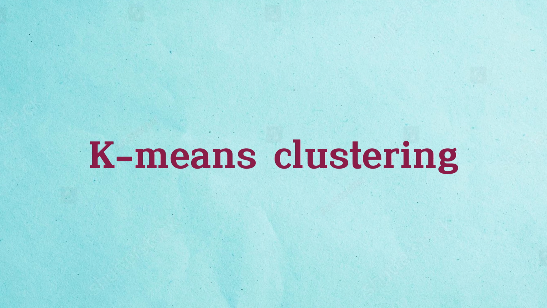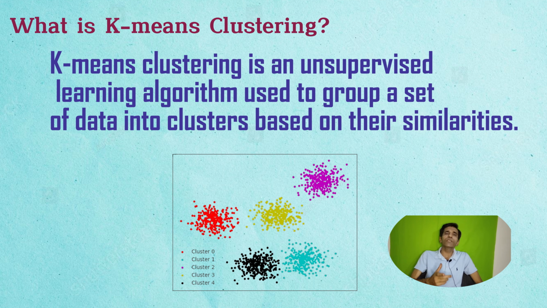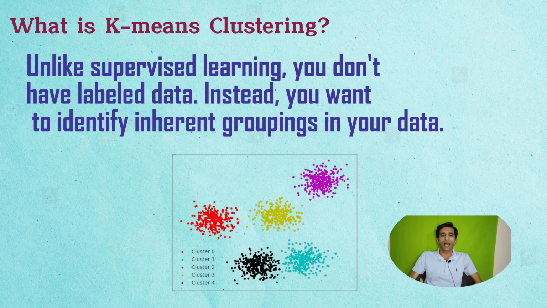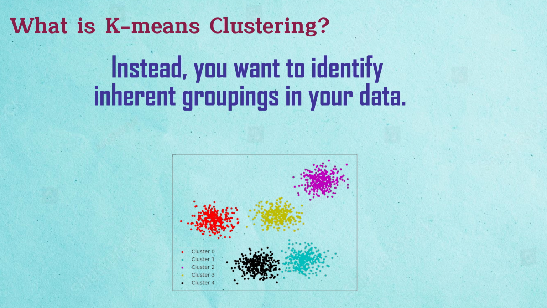Today we will explore what K-means clustering is and how it works. K-means clustering is an unsupervised learning algorithm used to group a set of data into clusters based on their similarities. Unlike supervised learning, you don't have labeled data. Instead, you want to identify inherent grouping in your data.